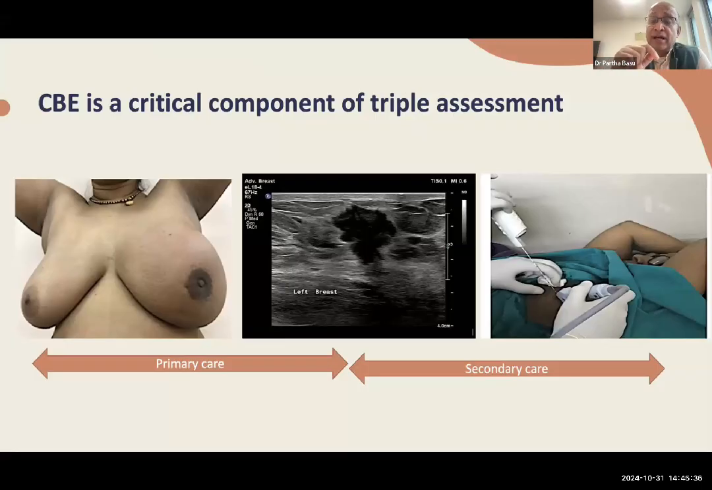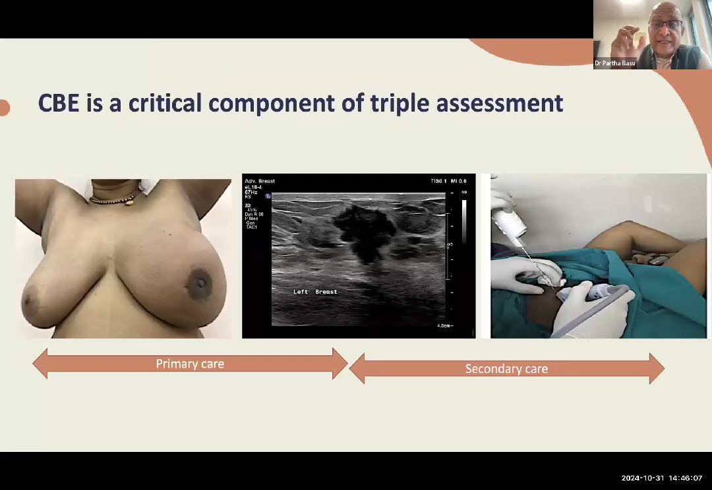But then again, I will impress upon the fact that CBE is an important component of diagnostic care. In this picture you are seeing, this woman went to two health facilities, one a primary care facility and one a gynecologist, with the complaint that she was feeling heaviness in the breast. Nobody decided to do a breast examination. And then she presented at stage 3.